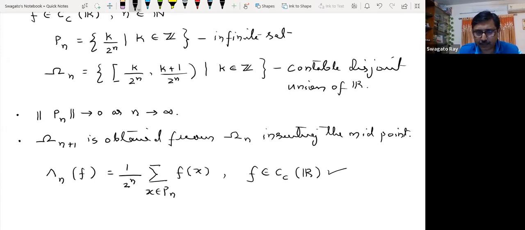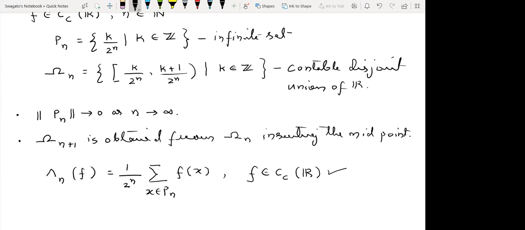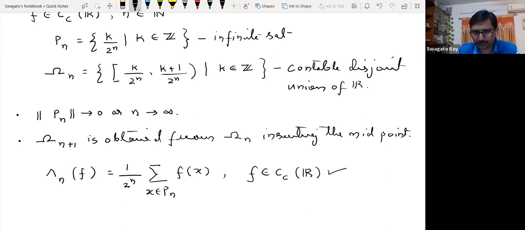f is in Cc(R). Fix n. If you fix n, there can only be finitely many points inside the support of f. And hence, the sum which is written here is actually a finite sum. And hence it makes sense. Now, can you identify this as a Riemann sum? Sure, because this 1 by 2 to the power n has nothing to do with the sum. It can actually go inside the sum.